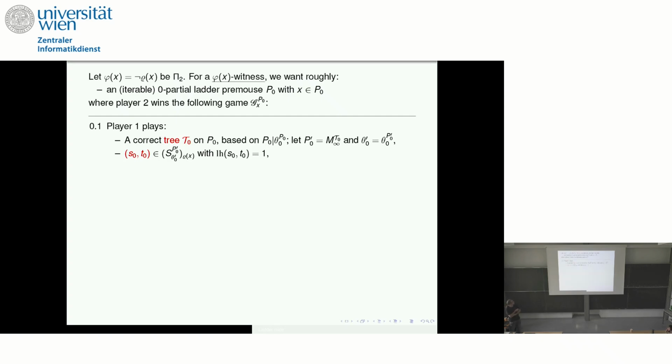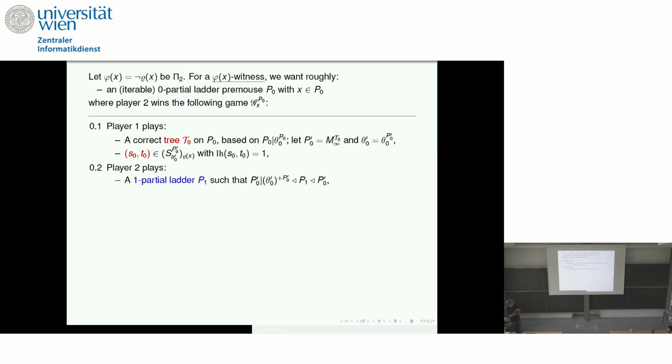Player 1 starts by playing an iteration tree T0 on P0 based on the first rung of the ladder. It should have successor length. Take the last model, and theta prime 0 is the image of theta 0 now. Player 1 also chooses some S0, T0 in the version of the tree you get by collapsing that theta prime 0. Length should be 1 for that node.